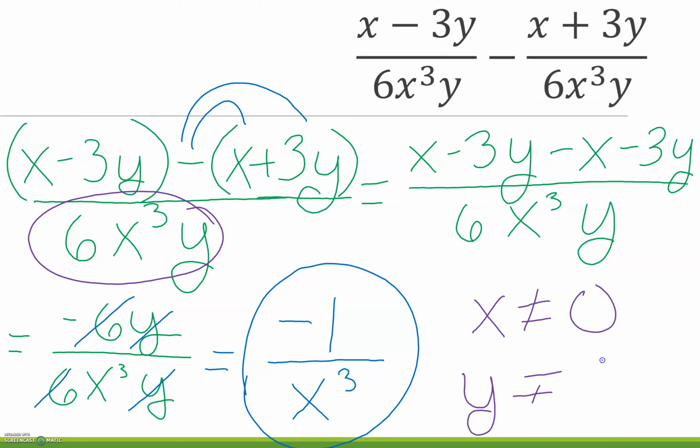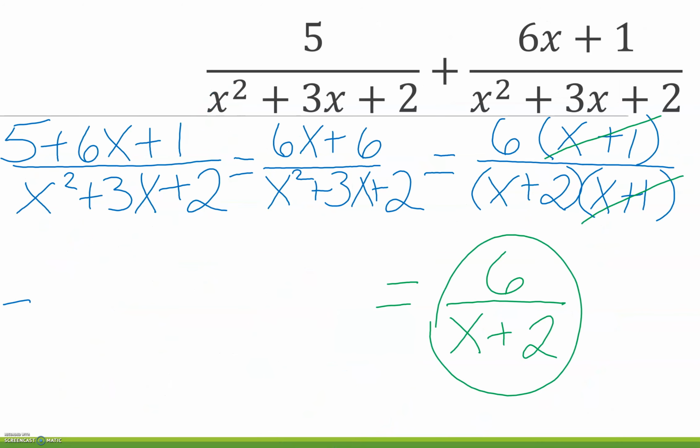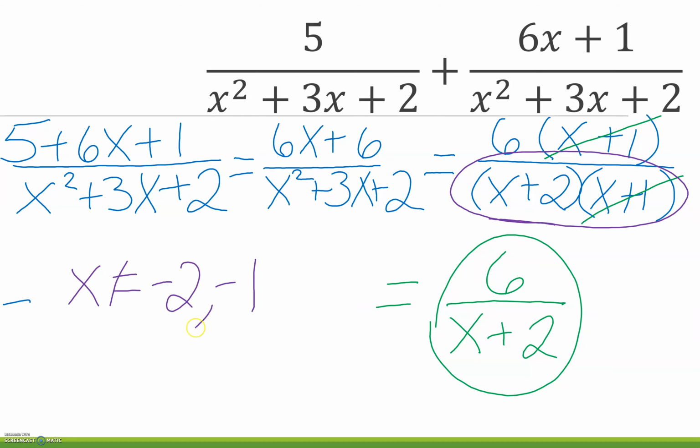On that next problem, it's best to look at this factored form here. The x plus 2 times the quantity x plus 1. And x can't equal -2 or -1. Because if we plugged in -2 or -1, that would make our denominator equal to 0.